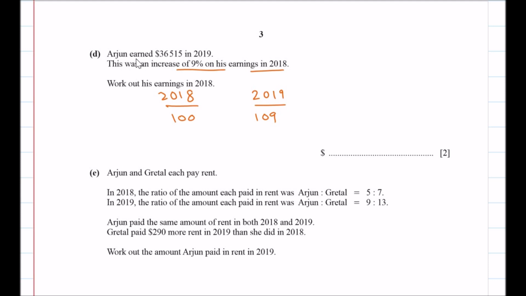Now, Arjun earned $36,515 in 2019. So we will be writing under 2019, 36,515. And we have to find for 2018. So we'll put X here. Now we can cross multiply and find the answer. So X equal to what you can write?